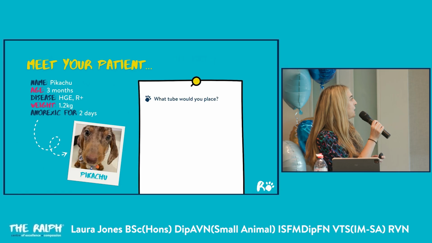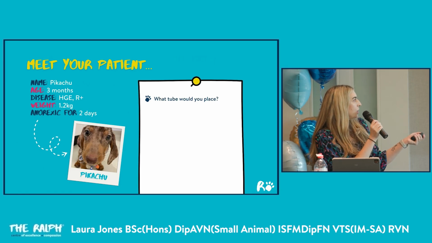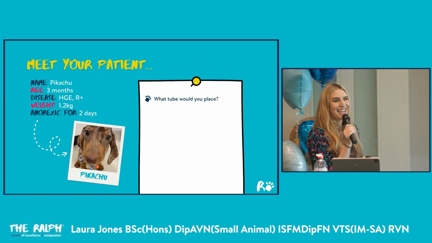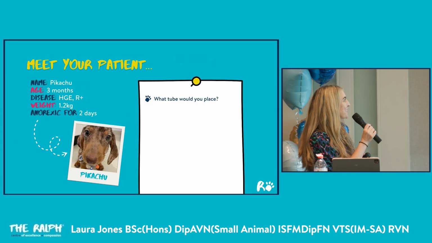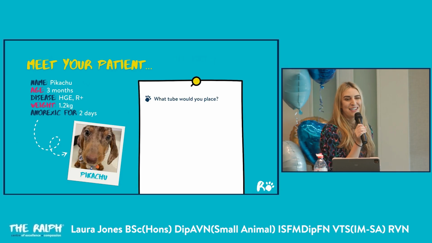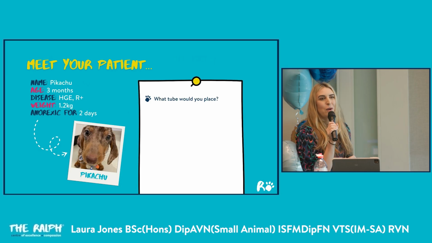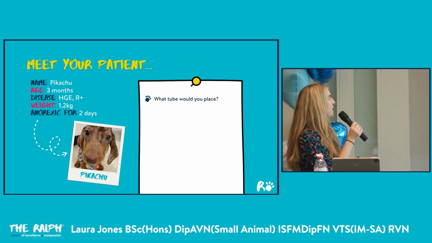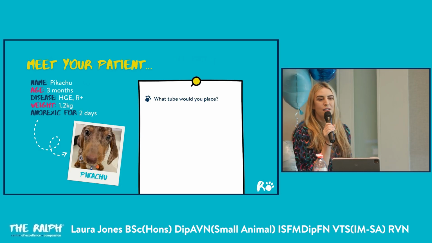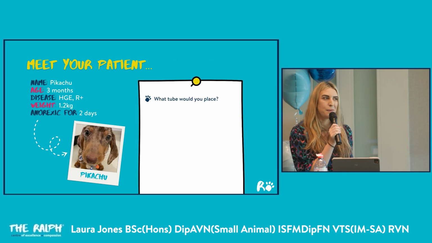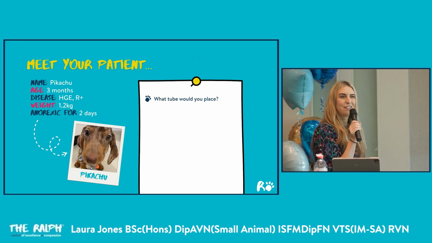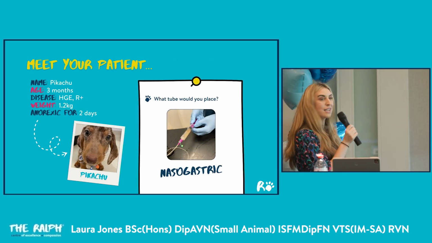So patient number 1 is Pikachu. Look at Pikachu, very, very cute. Pikachu is a 12-week-old female entire Dachshund who came in to see us with HGE and regurgitation. Weight on admission was 1.2 kilos. She'd been anorexic for 2 days. If you were going to place a feeding tube in Pikachu, which one would you go for? NG. NG, yeah? Yeah, exactly.